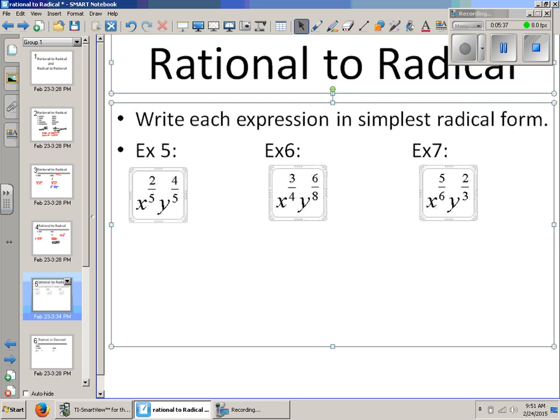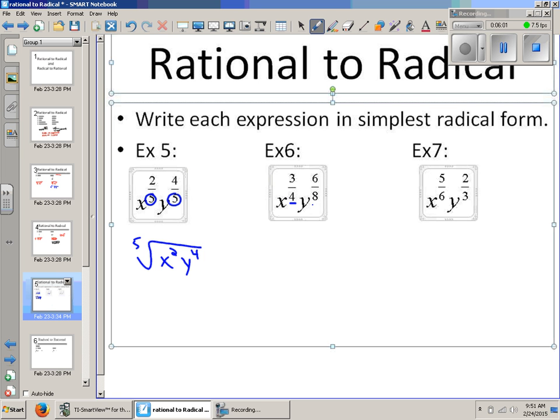And I have two. In this first one, somewhat simple because we're looking at our denominators because they become the index. The denominators are the same, so we're going to say that we have the fifth index. X squared, y to the 4. Now check it.